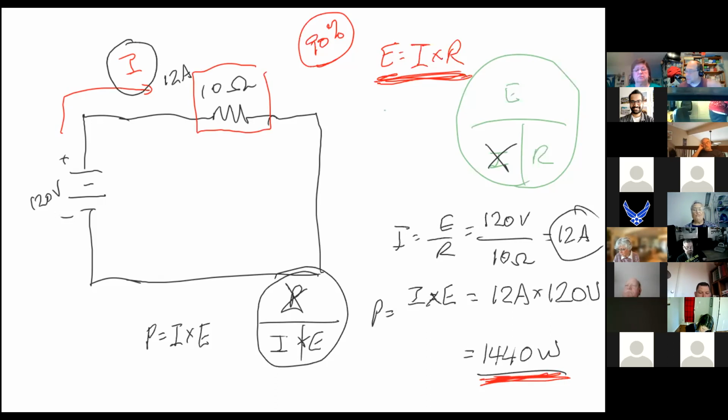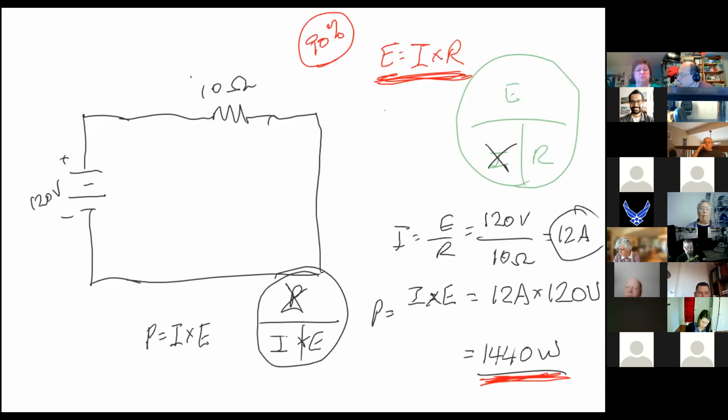So now there's a couple of things that we're going to learn from this. How much energy or how much power does the battery have to make?